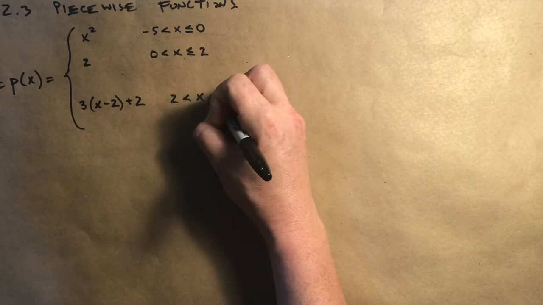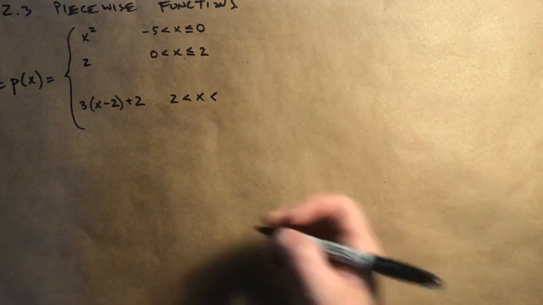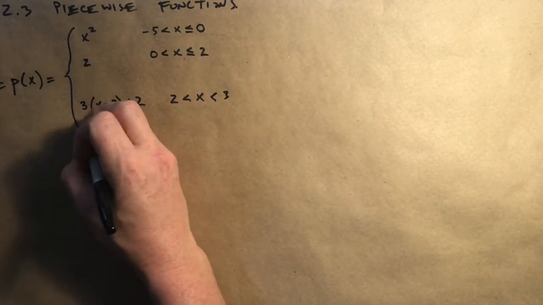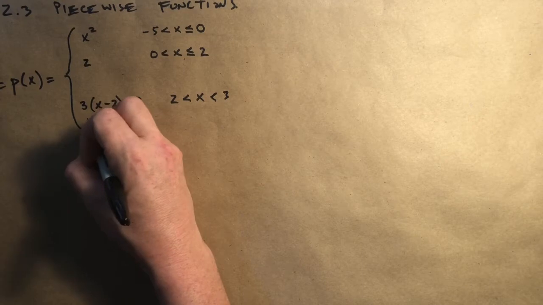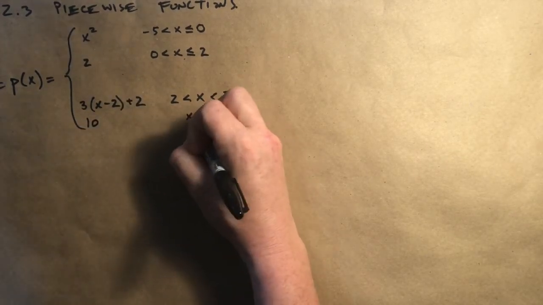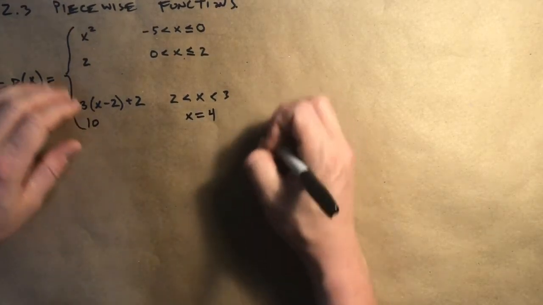Actually, I'm going to give us one more rule. I'm going to put one more in here. Let's say less than 3. And you know what? I'm just going to put one last one. I'm going to say 10. And that final rule will be valid when x equals 4. And let's graph this thing together.